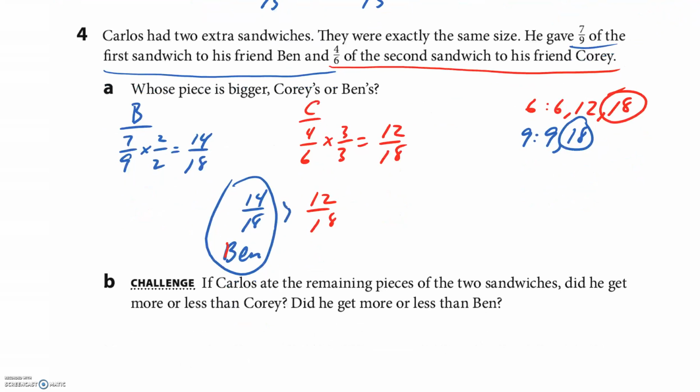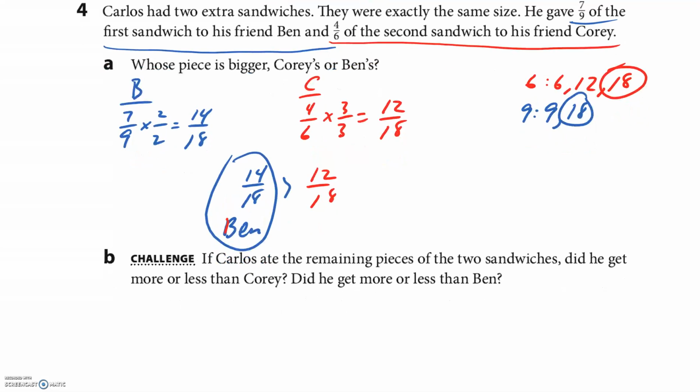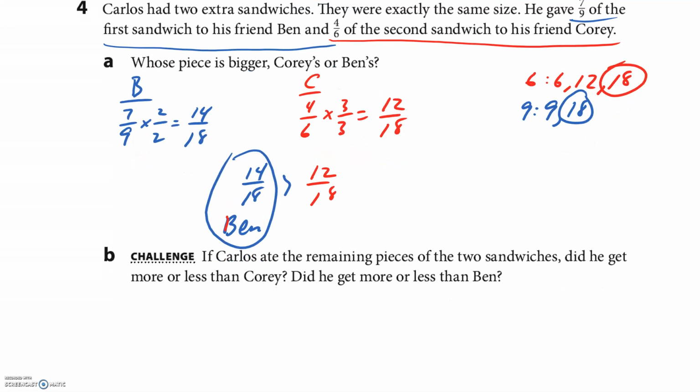If Carlos ate the remaining pieces of the 2 sandwiches, did he get more or less than Corey? Okay, let's look at this. So of Ben's sandwich, there was 4/18 left. It's a good challenge. I'm going to put that up here a little bit. So Ben's sandwich, there was 4/18, right? Because 14 was gone. So that's Ben's. And we're going to add to that. There's 6/18 of Corey's sandwich. When I add that up, I get 10/18.